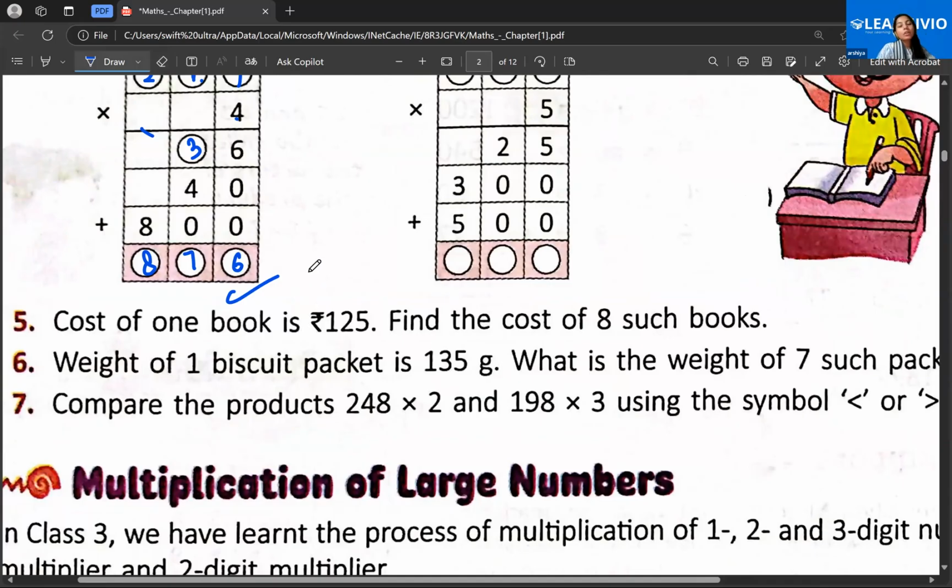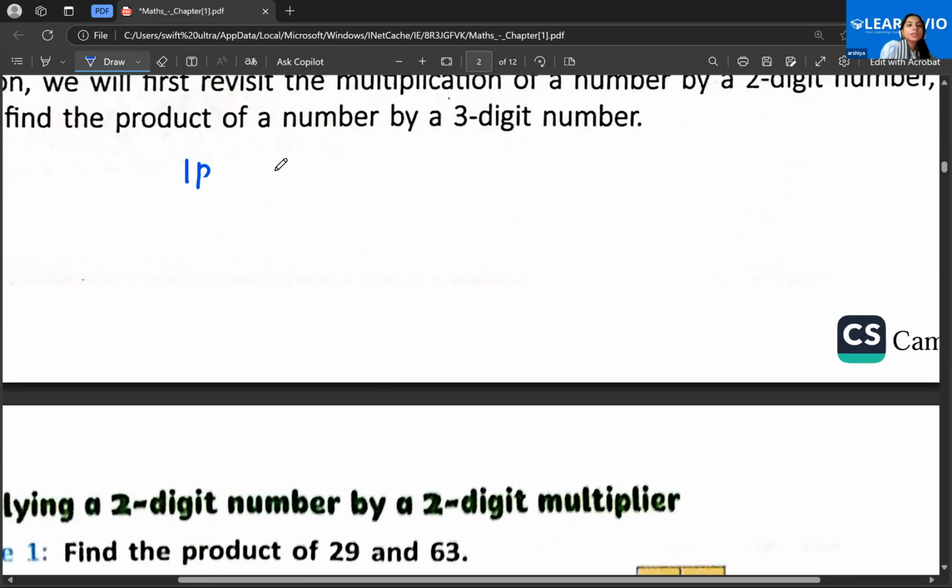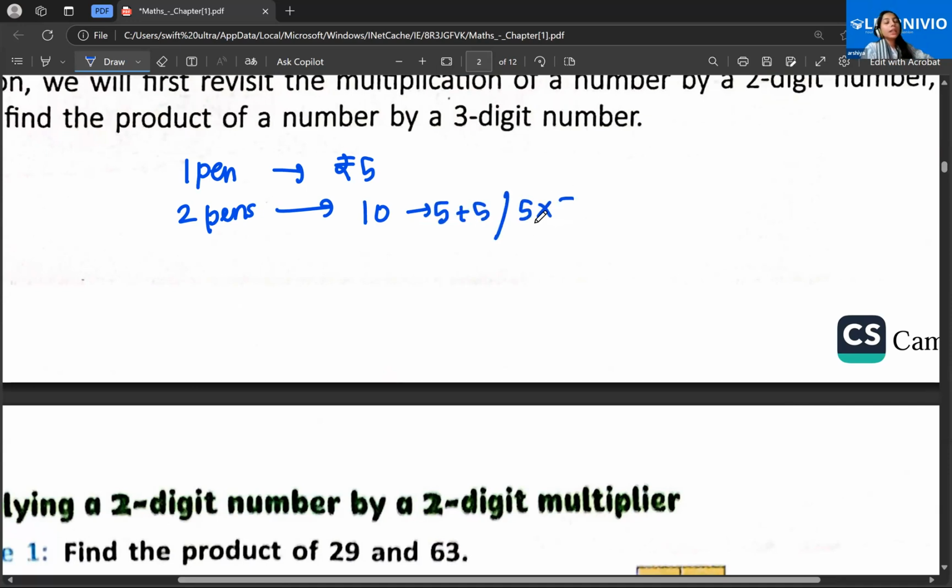So let's say I tell you, Humaira, I'm giving you one pen, and the cost of that pen is 5 rupees. Okay. So our one pen is costing us 5 rupees. If I say, Humaira, let's buy 2 pens, how much will we have to pay? 10 rupees. Yes, 10. That means we did 5 plus 5, or you can say I did 5 times 2, right?